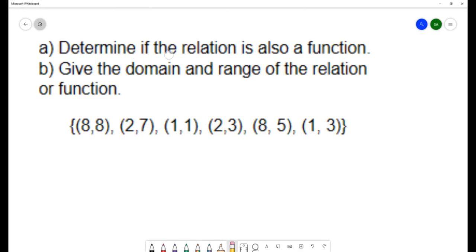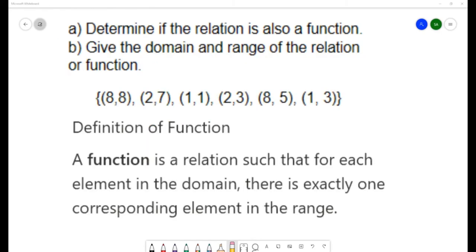Determine if the relation is also a function. Give the domain and the range of the relation or function. So the first question says, determine if the relation is also a function. So it might be helpful to know the definition of a function.